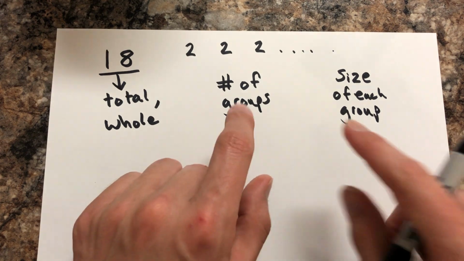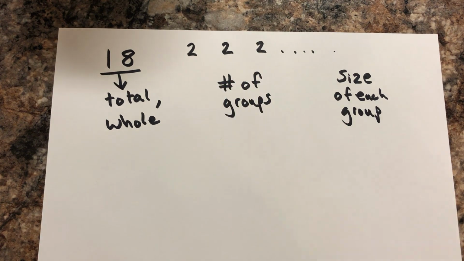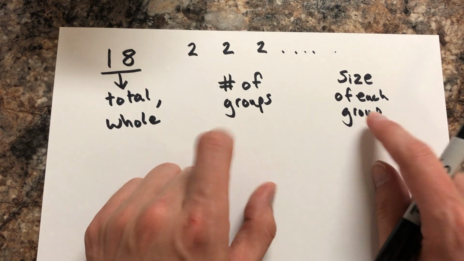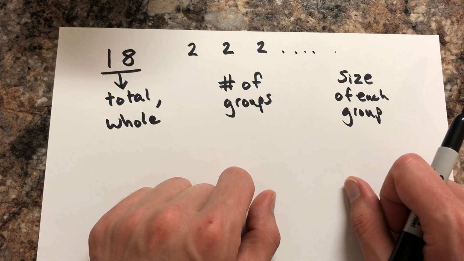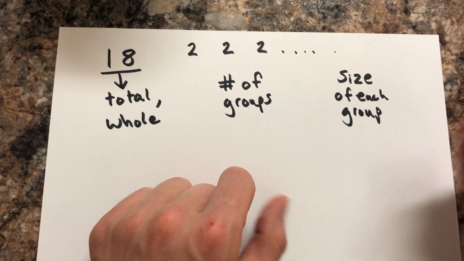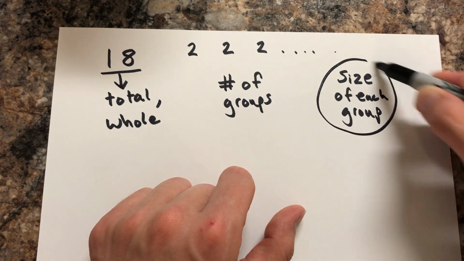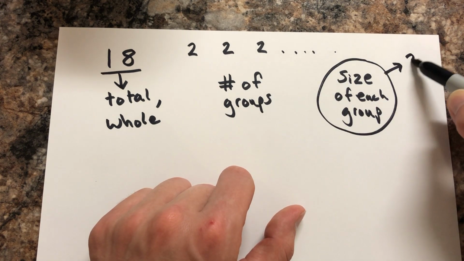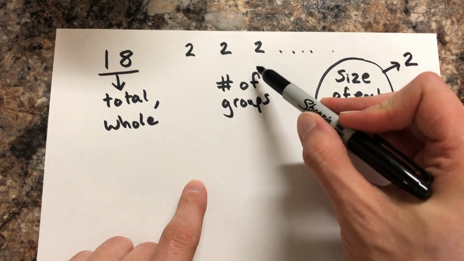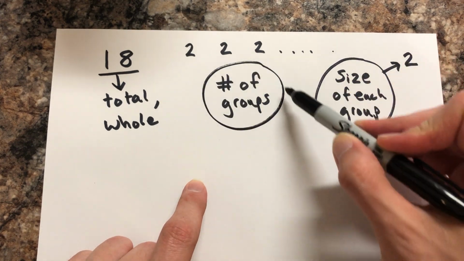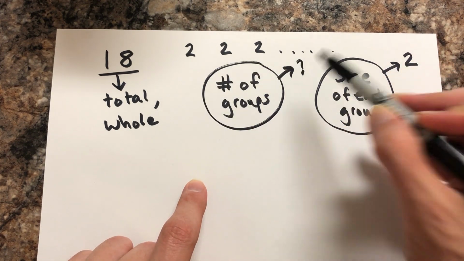Pause the video to figure out, what does the 2 represent? Is the 2 the number of groups, or is it the size of each group? Yeah, it's the size of each group. I know this. This is 2. But do I know the number of groups? Nope, I don't. So that is my unknown.